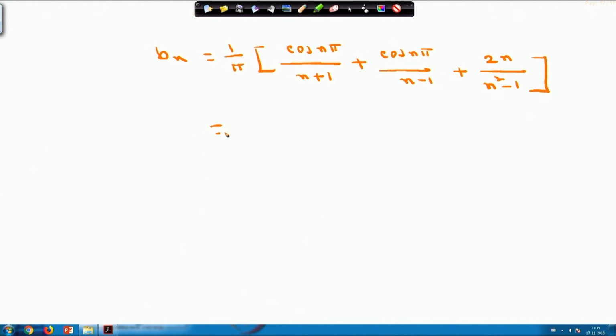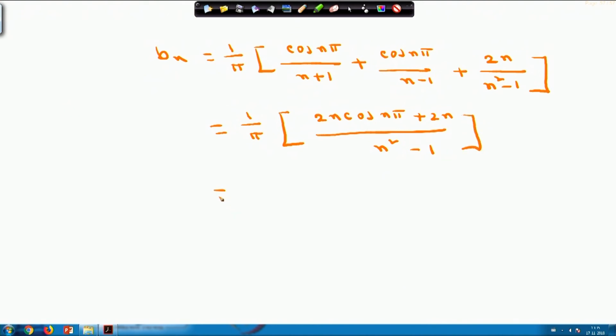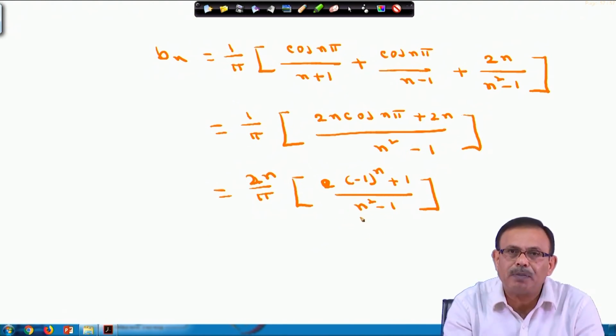Now, this again I can substitute and simplify, that is (2n cos nπ + 2n) by (n² − 1). So now I can put the value of cos nπ, and 2n can come outside: 2n by π into ((−1)^n + 1) by (n² − 1). And I hope now it is clear why we evaluated the value of B_n separately, because in the denominator you are having n² − 1.